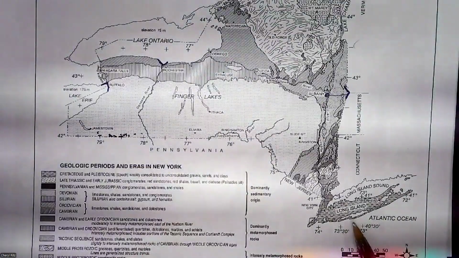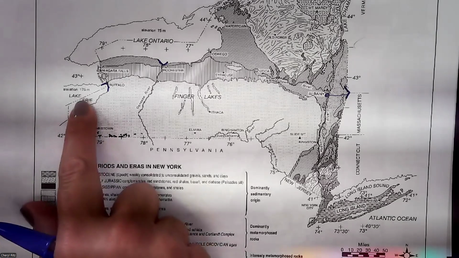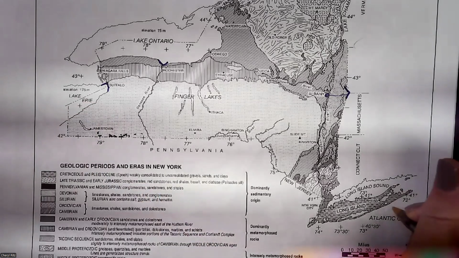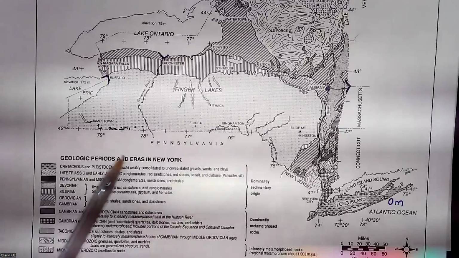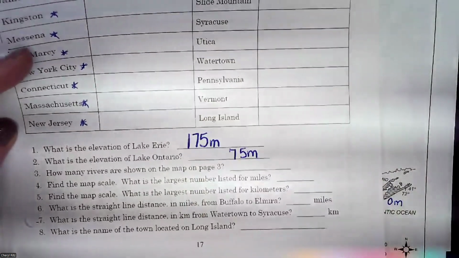Just in case you're curious, what is the sea level over here on the coast of Long Island? 0. How do I know that the elevation is 0 over here? What is sea level? It's the level of the sea. The ocean is the sea. So anytime you have ocean touching land, the elevation will be 0. It only applies to ocean though. It doesn't apply to lakes. So this has an elevation of 0 meters. And by the time you get over here, Lake Erie's at 175 and Lake Ontario is much lower at 75 meters.